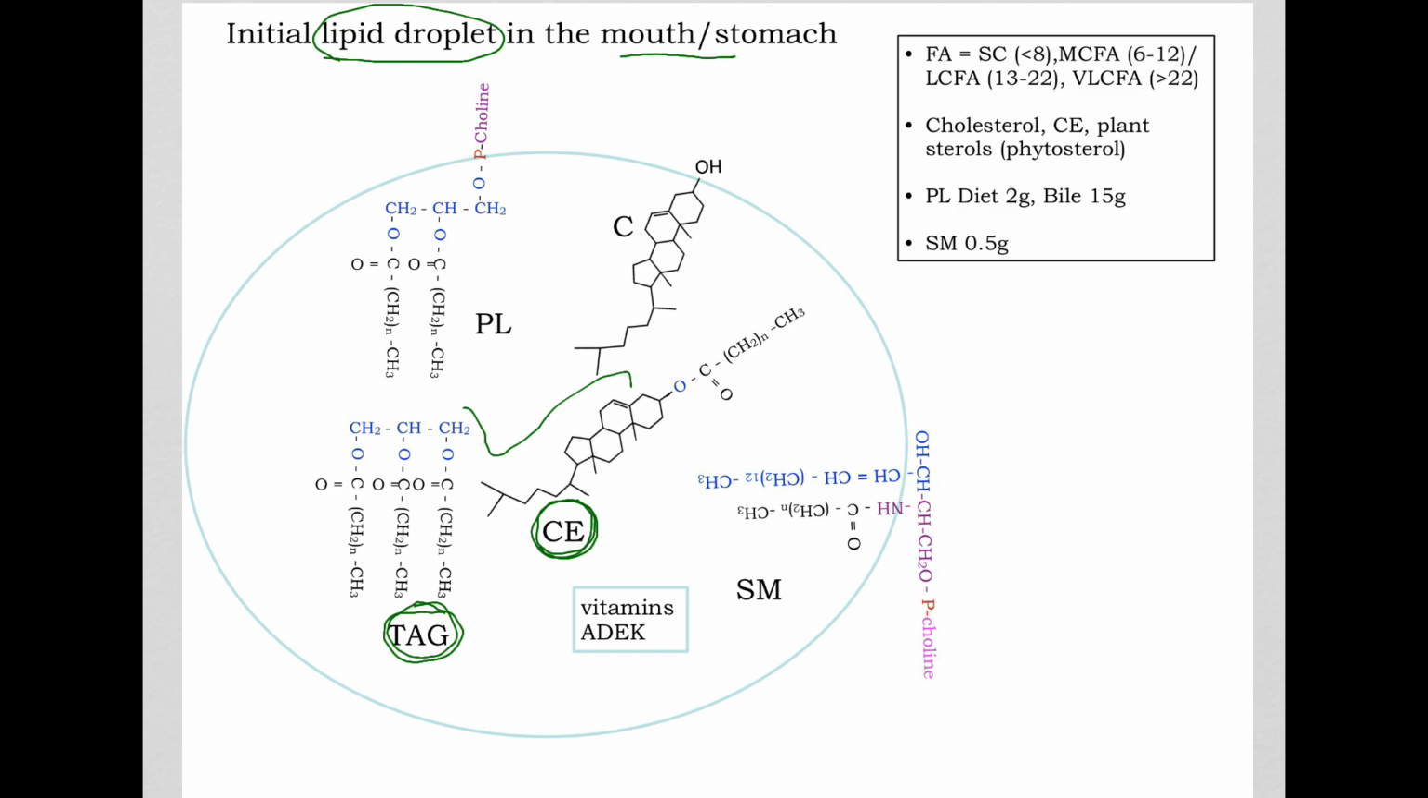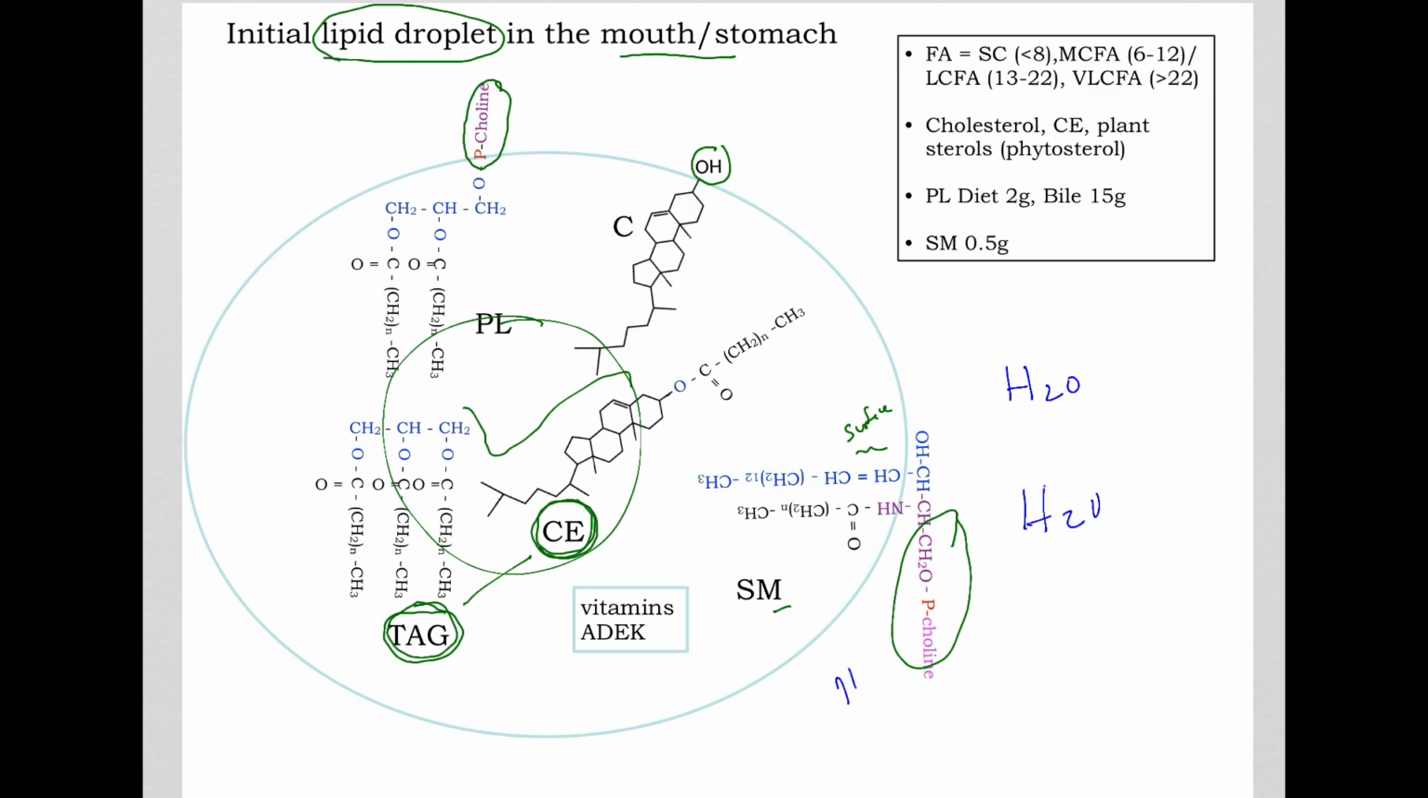However, those lipids that have parts that like water, such as in phospholipids, you have the head that likes water. In cholesterol, you have the hydroxyl group that likes water. In sphingomyelin, once again, you have the head that likes water. These lipids will be more towards the surface. So some lipids will be more on the surface, while other more hydrophobic lipids will be deeper, buried inside the droplet. And your water molecules will be outside, facing the surface of the droplet.